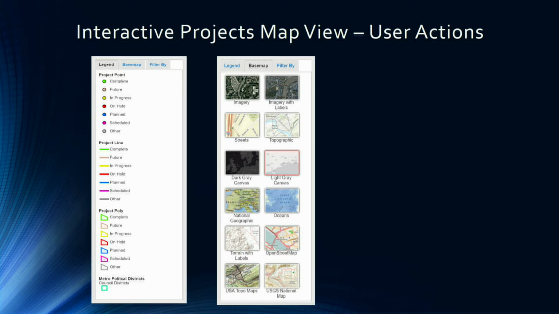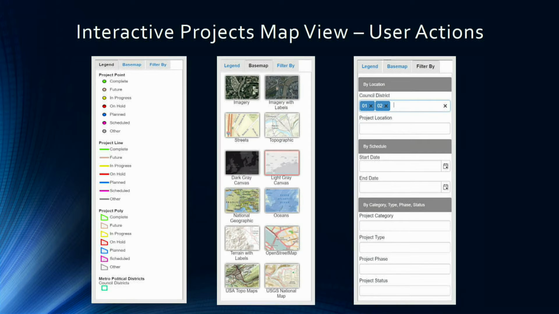You can actually change the base map that you see underneath the actual project information layer within the GIS system. And then you can filter the projects by council districts, dates, start dates, categories, project type, phase. If you know the location of a project, you can actually filter it that way as well.